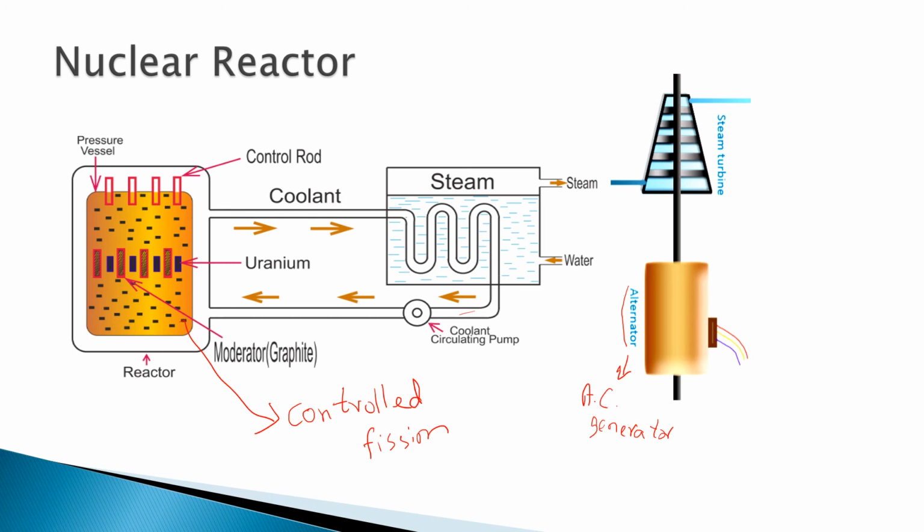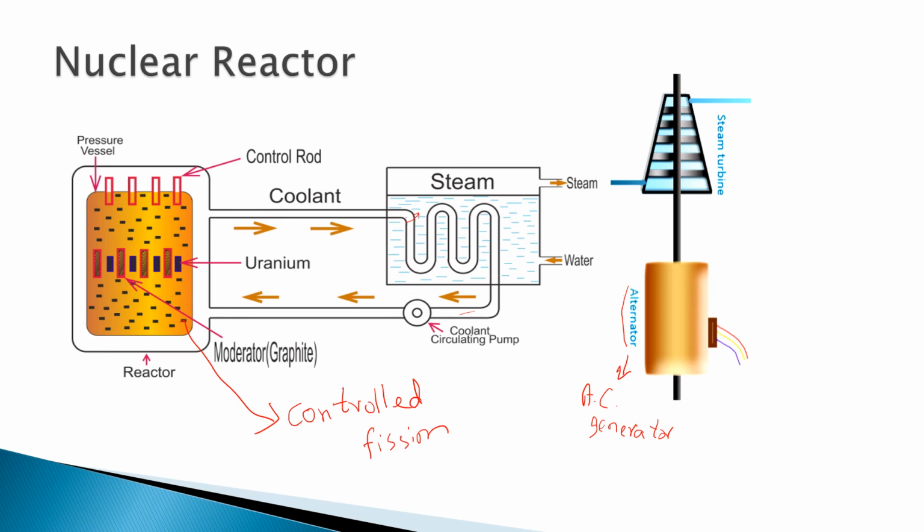So this water, as soon as it absorbs heat, there is a heat exchange between this coolant and water. So this heat that is being absorbed by this water changes water into steam, and that steam turns this turbine, and that turbine then is coupled with an AC generator, and we can have electricity. Now, certain components need to be explained particularly here.